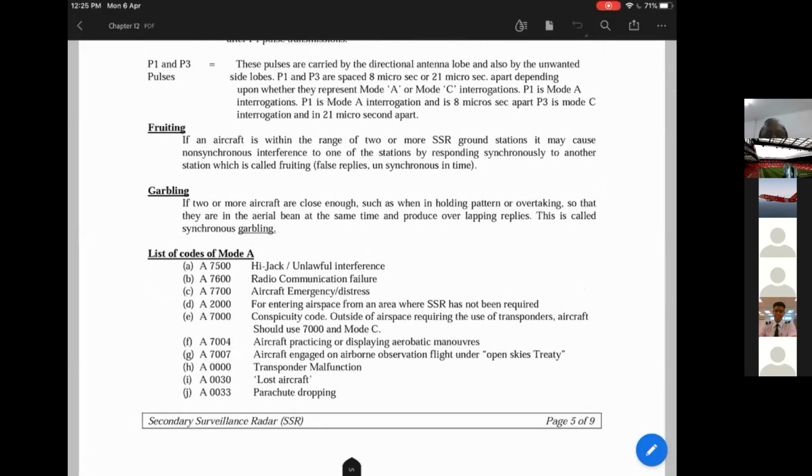Fruiting means your aircraft is being picked up by two different radars on the ground. If you are in the pickup zone of two different radar screens on the ground, there will be some confusion, as the replies are unsynchronized in time. You have tuned to a particular SSR, but you will be shown on the screen of another control radar on the ground, which is called fruiting. And garbling happens if the aircraft happen to be too close to each other.